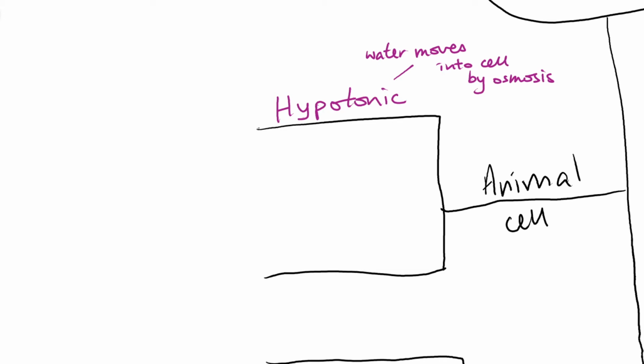Now thinking about animal cells, if there is a lot of water moving into the cell, it will actually burst. Right? The cell would burst, so it basically just pops like that. So the cell essentially dies.